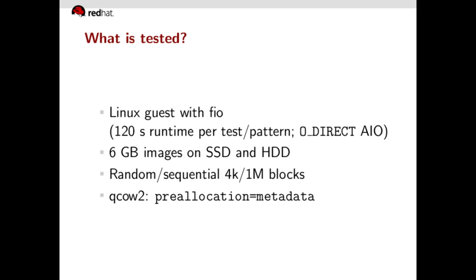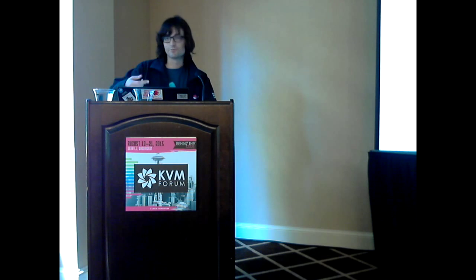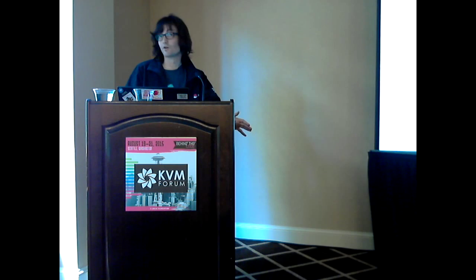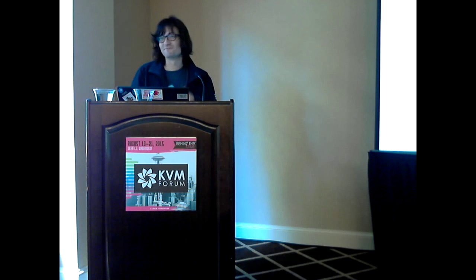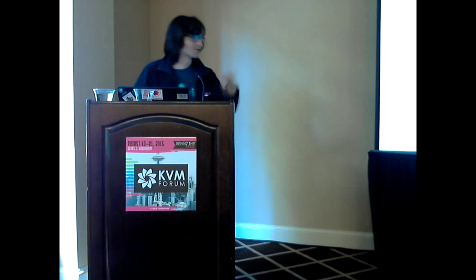So what is tested? I used a Linux guest with FIO as the benchmark tool. I used 6 GB images on an SSD and an HDD, and I had 4 different access patterns per test case. So we have random 4K blocks, random 1M blocks, sequential 4K blocks, and sequential 1M blocks, and then we'll see both read and write accesses. As I said, the qcow2 images were created with the option pre-allocation equals metadata because that makes them faster. So it's a better comparison against raw, because we can see whether qcow2 is fundamentally slower.